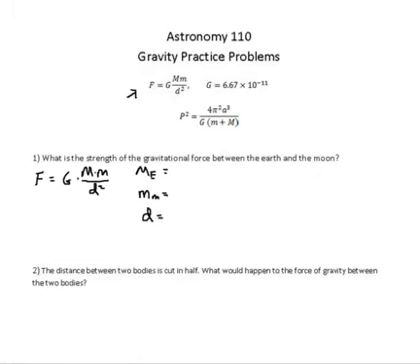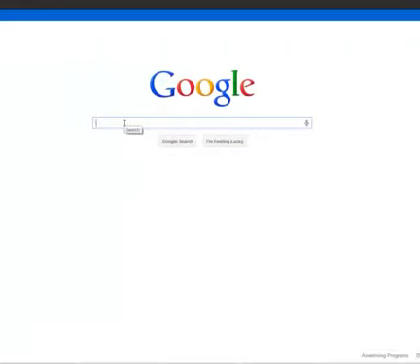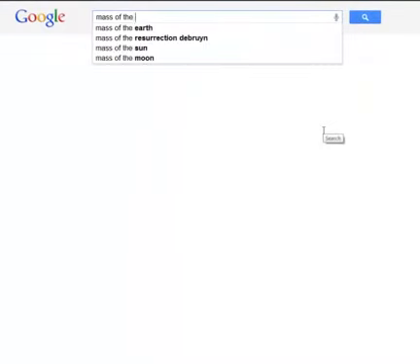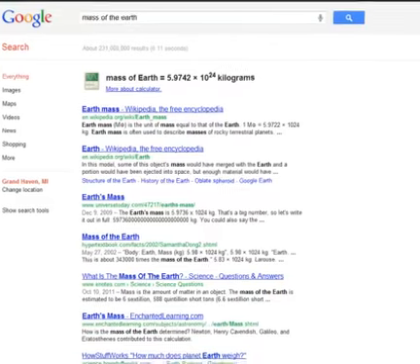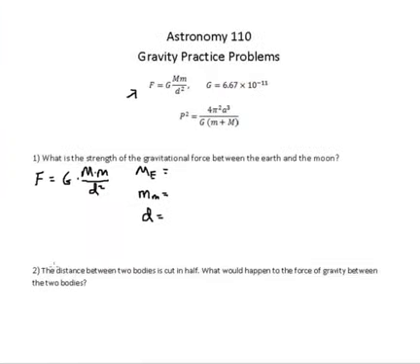I'm going to switch to Google here. And I believe that if we just type in mass of the Earth, yeah, there we go. It tells us exactly what it is without having to search any web pages. So mass of the Earth is 5.97 times 10 to the 24. So let's put that in here. Mass of the Earth, 5.97 times 10 to the 24 kilograms. That's the units we want.